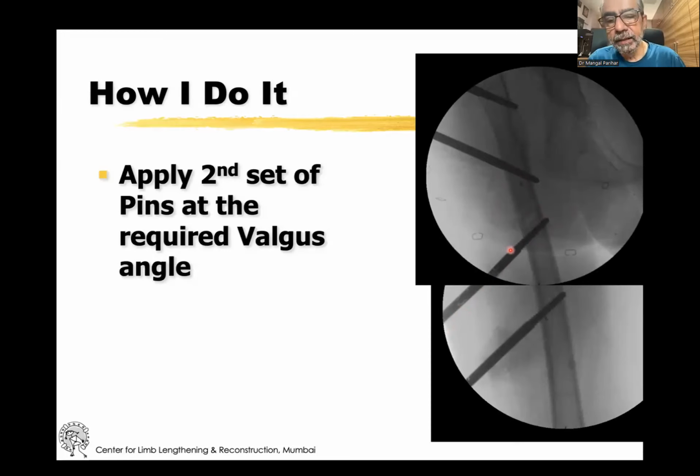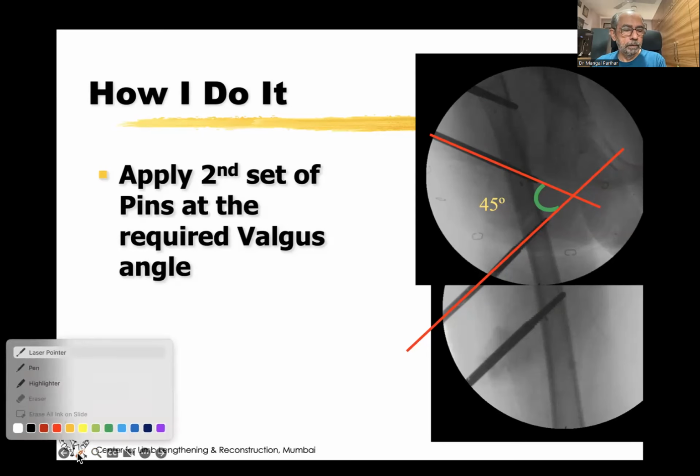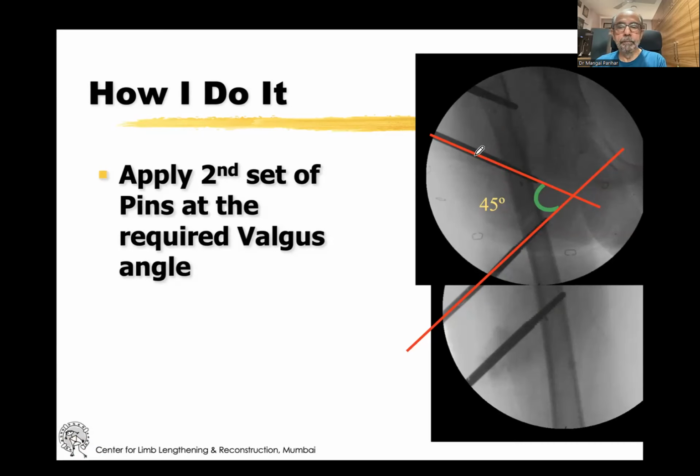Now, how do you get this valgus angle? There are a couple of ways that you can do it. One is, I have a protractor which is printed out on OHP. And so I will put that protractor along this line. Let me change the color.